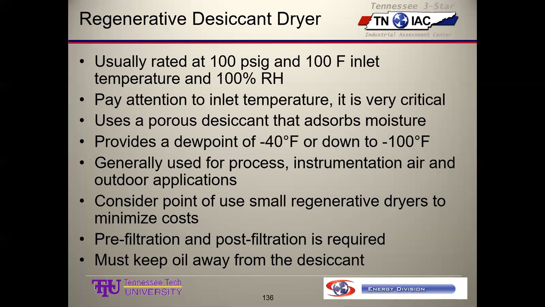Consider point of use small regenerative dryers to minimize cost. If you have a large plant, a lot of times you may have just one or two applications that require really, really dry air. The rest of it, not so much. And so you could put in large refrigerated dryers, dry all of the air to 35 dew point, and then have some point of use dryers, some small ones. Because the desiccants are going to cost you more to operate than the refrigerated dryers. The drier you make the air, the more expensive it is. Pre-filtration and post-filtration is required.